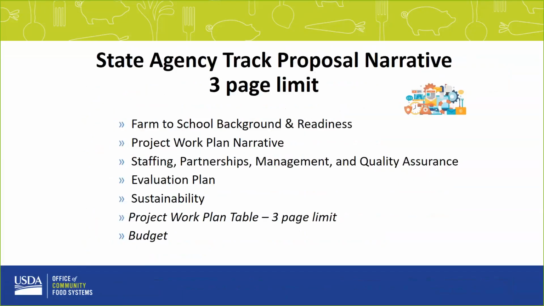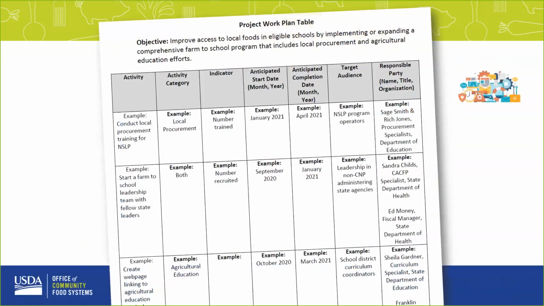Again, the proposal narrative required of state agency track applicants is similar to the other tracks, with prompts for applicants to respond to, customized to the specifics of this track. The project work plan table is also required of state agency track applicants. You'll note that there are no required specific activities for this track, as the grantee training is optional.